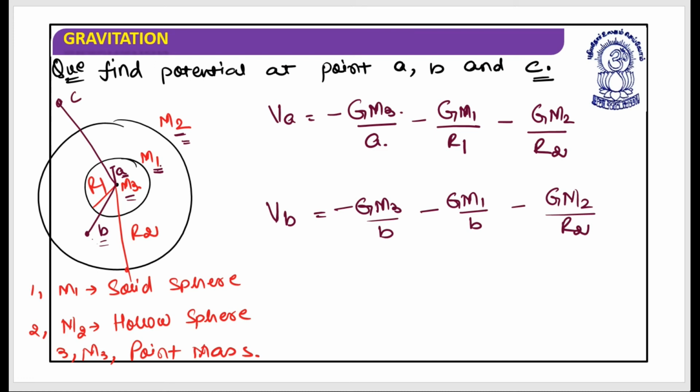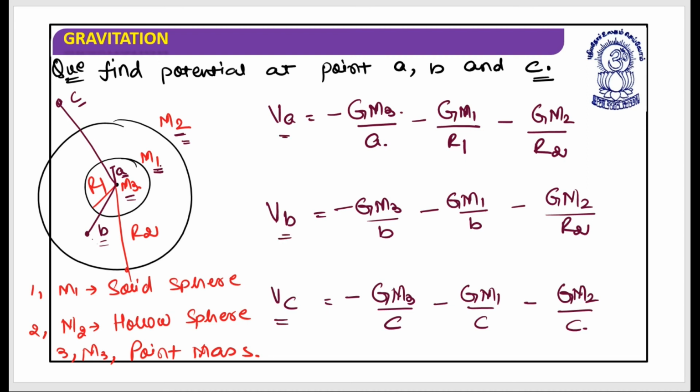Are you sure? Great. Now let's write down the potential at C. This point is lying outside the sphere. This is equal to minus of G into M3 divided by C, minus of G into M1 divided by C, and minus of G into M2 divided by C. This is the potential at C. So these are all the potentials, potential at A, B and C. That's it. You did it. Great job. I hope this is clear. Can you do this?